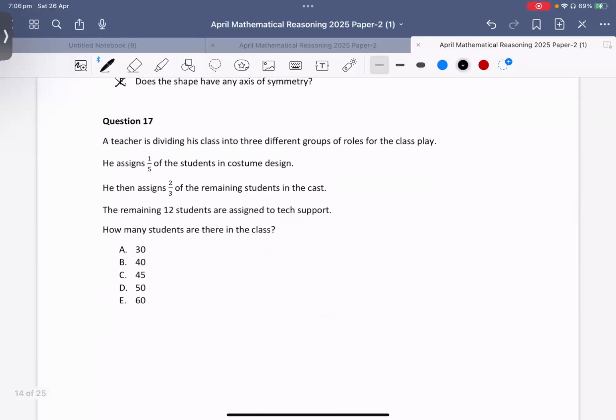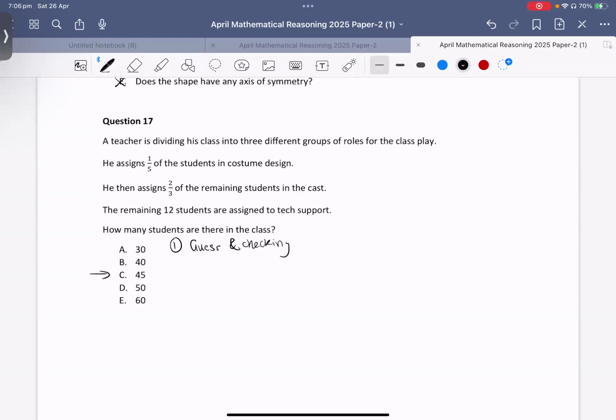A teacher is dividing his class into 3 different groups of roles. For the class play, he assigns a fifth of the students in costume design. He then assigns 2/3 of the remaining students in cast, and the remaining 12 students are assigned to tech support. So let's have a look at how, we can either guess and check. So there's a few ways we can do this. We can guess and check, and how I recommend guessing and checking is always go from the middle number to know whether you need to go up or you need to go down, for example.